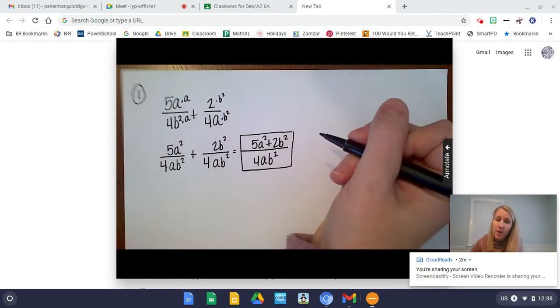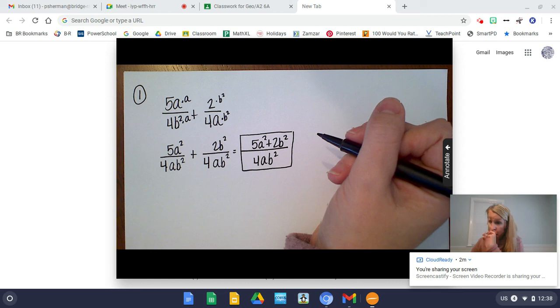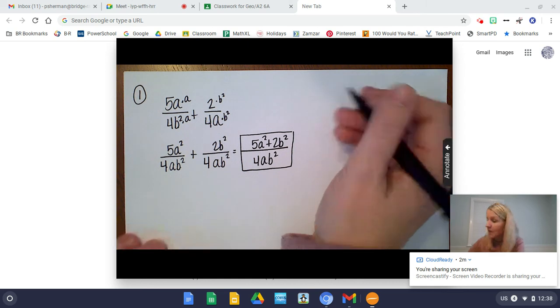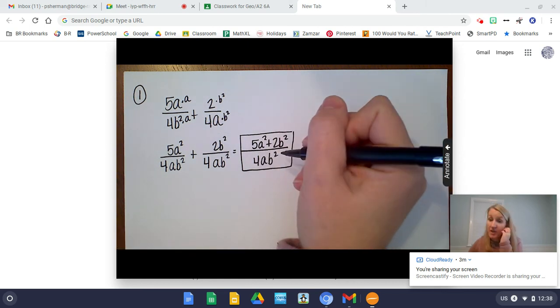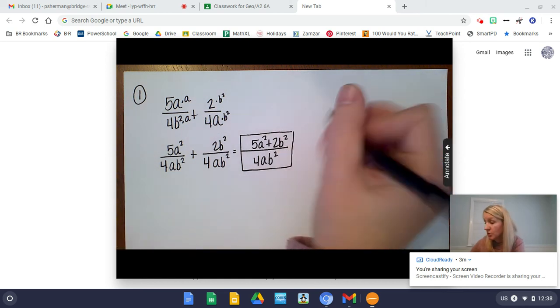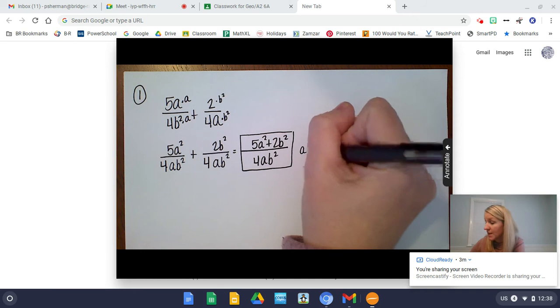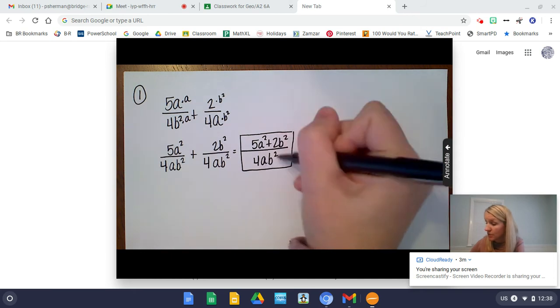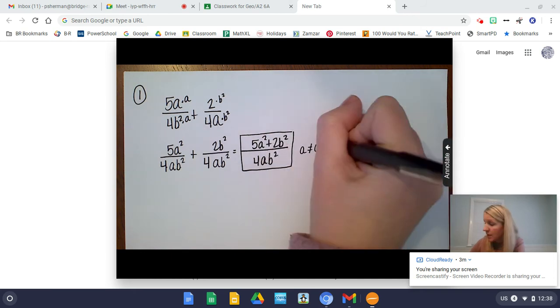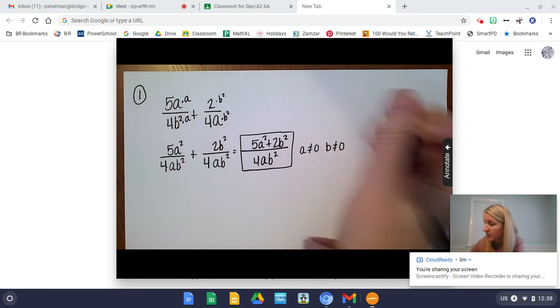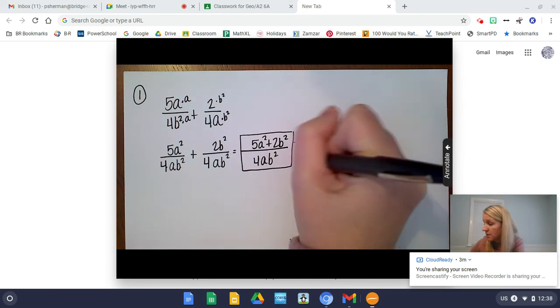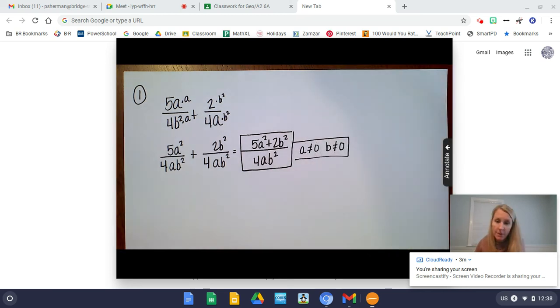And with every problem, you are going to write domain restrictions. Excuse me, hiccups. So we can't have our denominator equal to 0. There would be two restrictions in this case. We would say a cannot equal 0, because if I threw a 0 in here, it would make the whole thing 0. And I would also say b cannot equal 0, for the same reason: if I put a 0 in for b, it would make the whole denominator 0. So just make sure you're always writing those main restrictions.